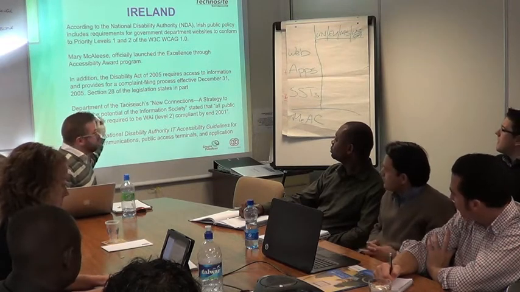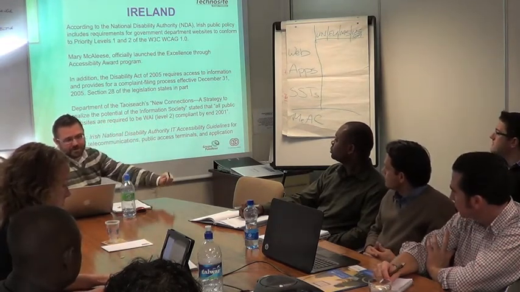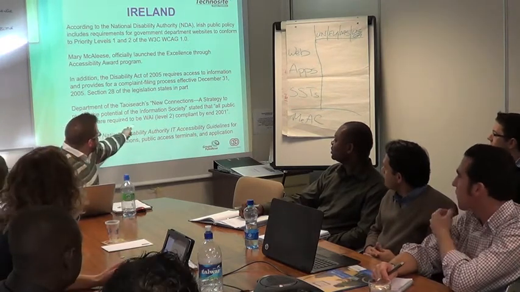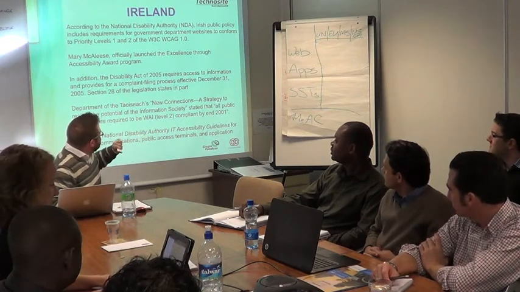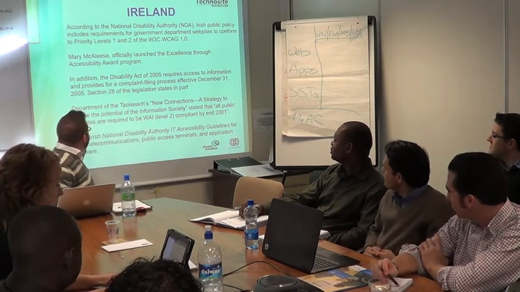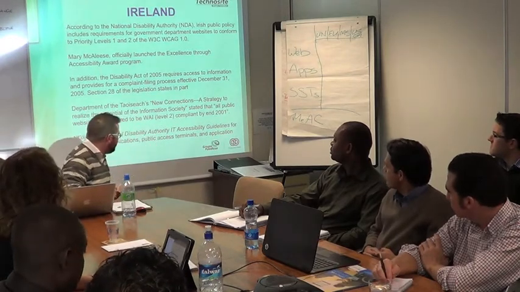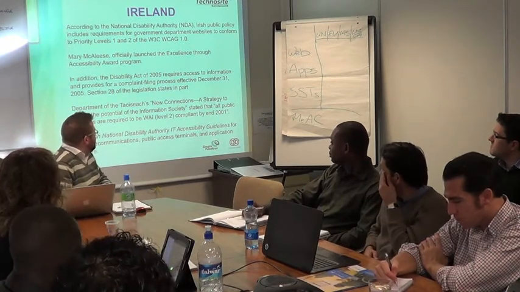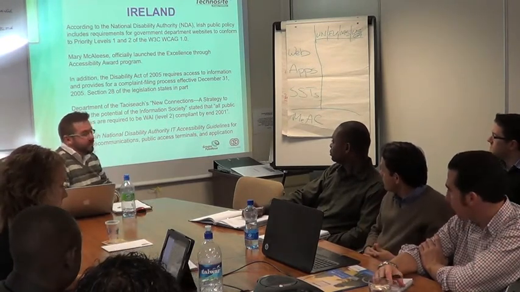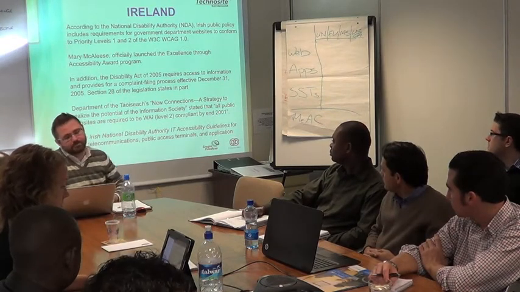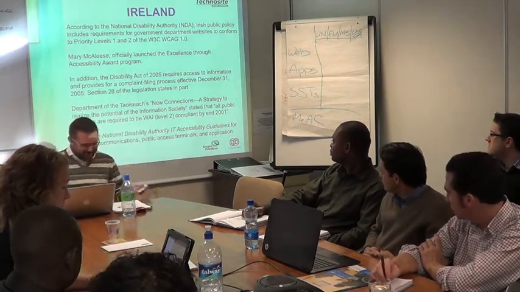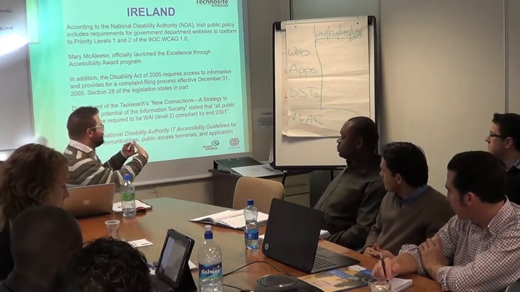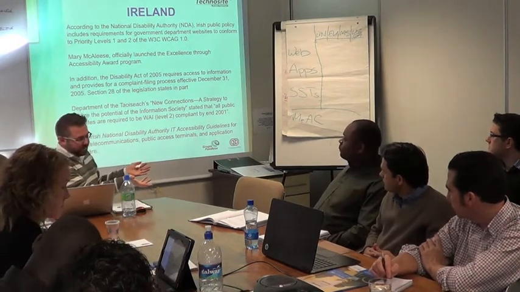The Department of the Taoiseach, I'm going to try it on my own. Of the Taoiseach. It's a paper called New Connections, a strategy to realize the potential of the information society. And it's stated, in quote, that all public websites are required to be level 2 compliant by the end of 2001. Well, that's fiction. But at least it was stated. That's not the case, but at least people are making legislation on it.